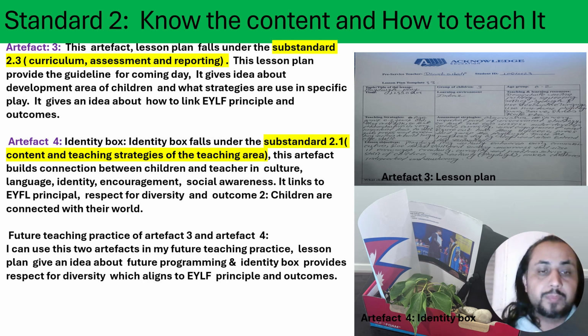For the future teaching practice of Artifacts 3 and 4, I can use these two artifacts in my future practice. The lesson plan gives an idea about future programming. The identity box provides respect for diversity, which aligns with the EYLF principles and outcomes.